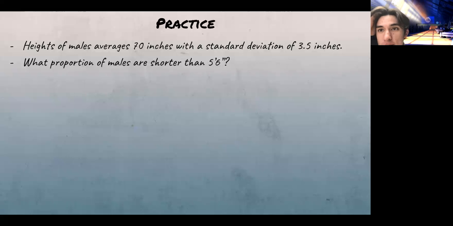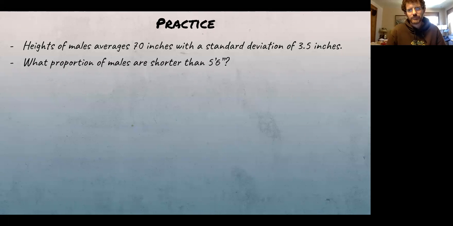Convert 5 foot 6 inches to inches and find how many standard deviations it is away from the mean. Okay. So the number of standard deviations away would be our z-score. So of course, yeah, that's a good start. This is really 66 inches.